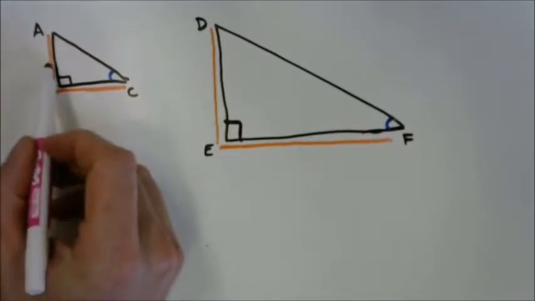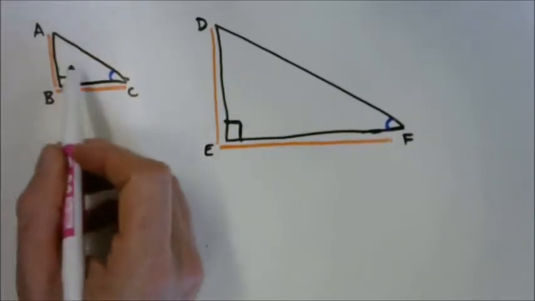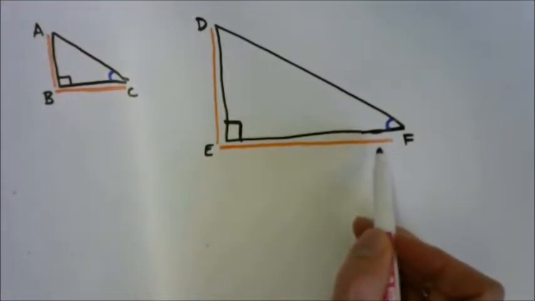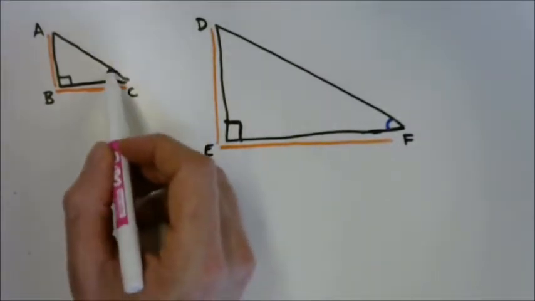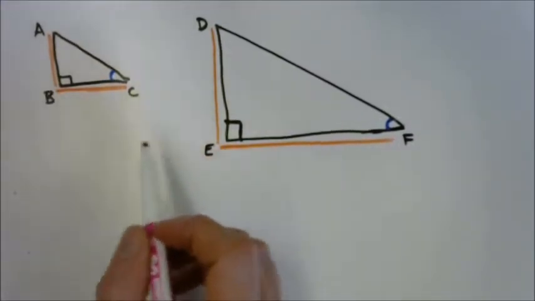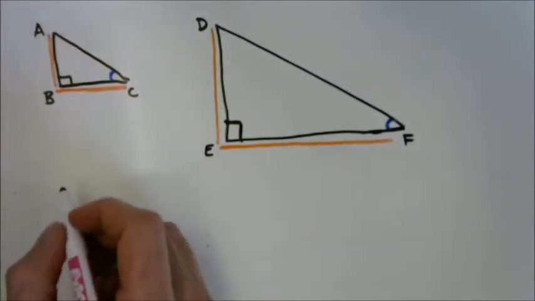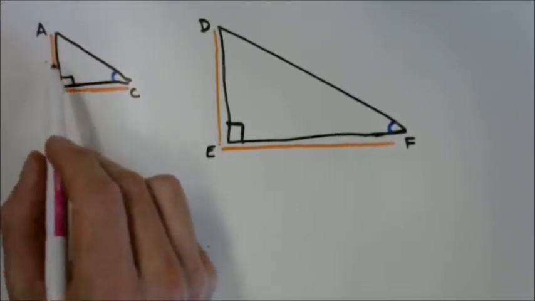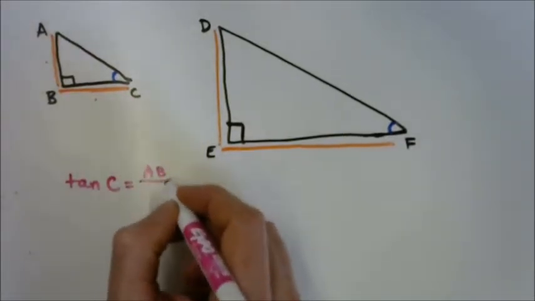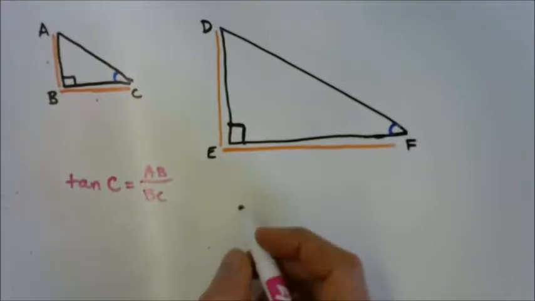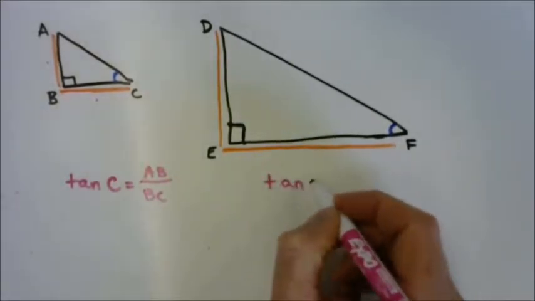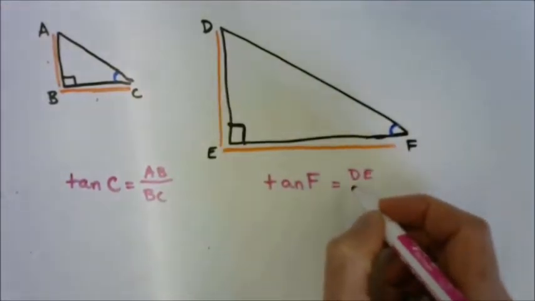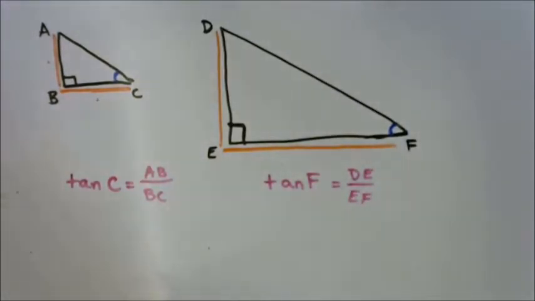Now, because AB corresponds to DE, and they have the same ratio as BC has with EF, we know that the tangent ratio of this angle is constant no matter how big this triangle grows. We'll understand that a bit in a second. So if we take the tangent of C, which equals here the rise over run, which equals AB over BC, and in our big triangle, we take the tangent of F, which is opposite over adjacent, DE over EF.